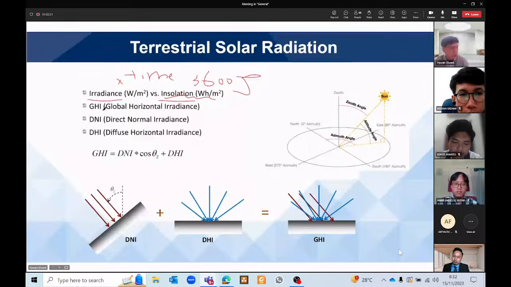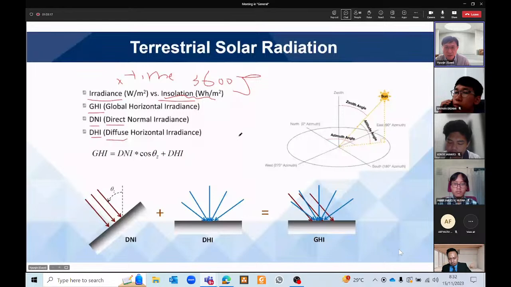GHI, DNI, DHI. I mentioned that because of the atmosphere, the solar radiation will have two components. First, direct. Even though there is scattering, some parts still maintain their direction from the sun. It's direct. In the clear sky, you can see the direction of the sun. And then the other component is diffuse, because molecules in the atmosphere scatter the solar radiation. As a result, the solar radiation will distribute over the sky.